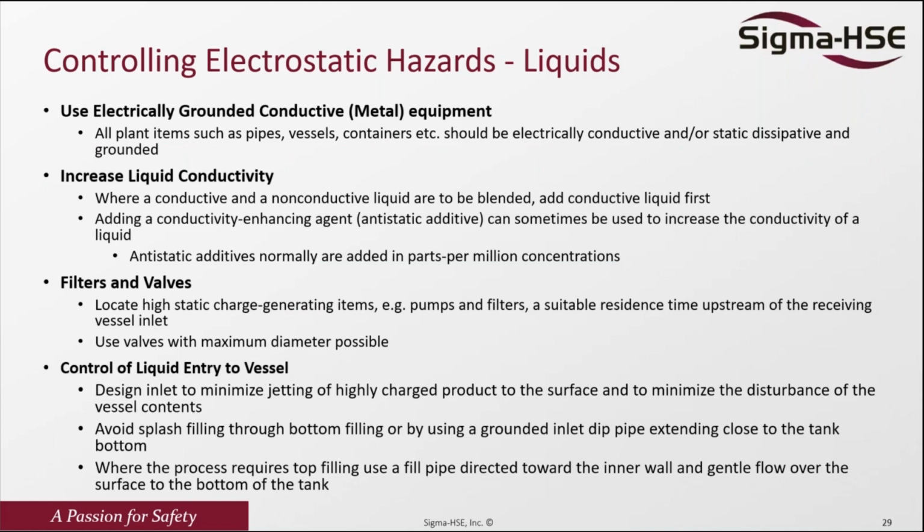And this could be done in parts per million. That is just a droplet, because adding more is actually going to influence the material, the productivity or the quality of the material. A typical example here is when you have a filter or a valve. So when you have a filter located in a high charge generation item such as a pump, this could also generate those charges, and you can control liquid entry.